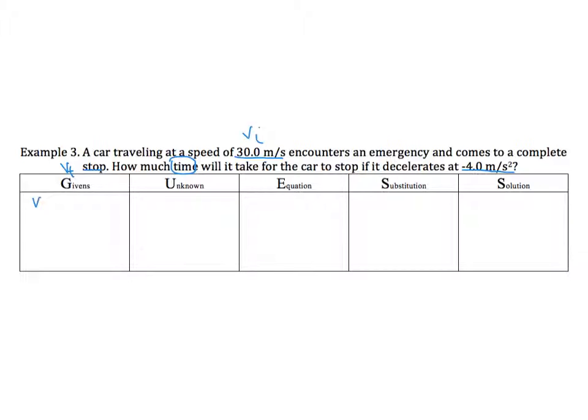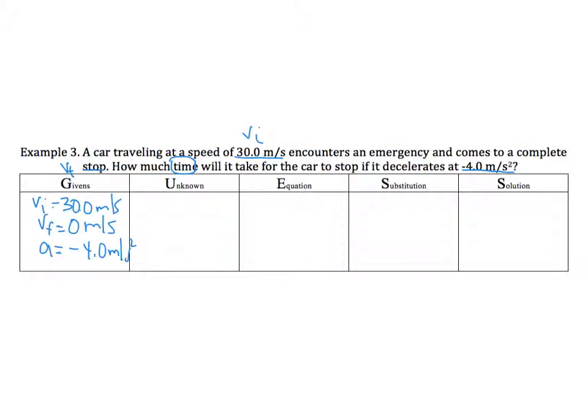So we have VI at 30 meters per second. We've got VF at 0 meters per second. And we have A at -4 meters per second squared. Now, please note that anytime you have a deceleration occurring, the value should be negative.